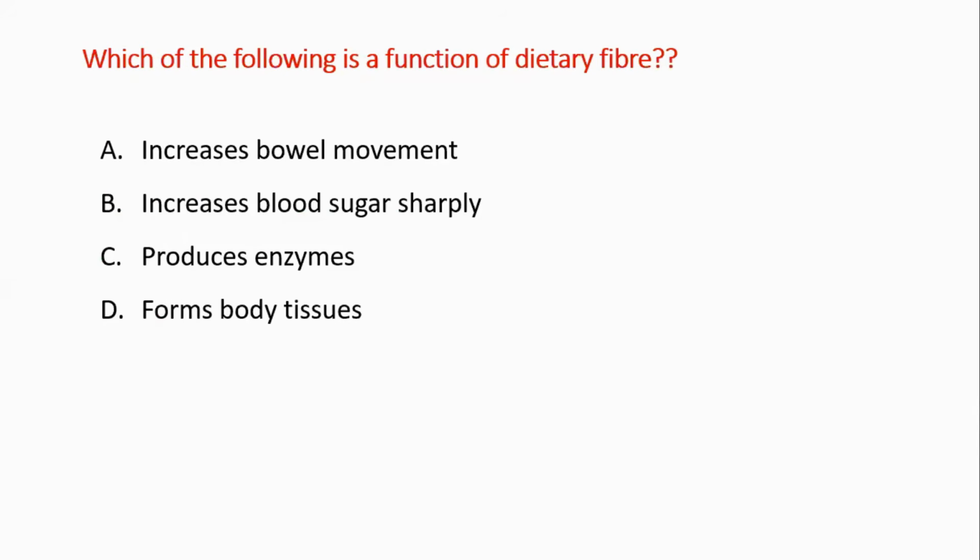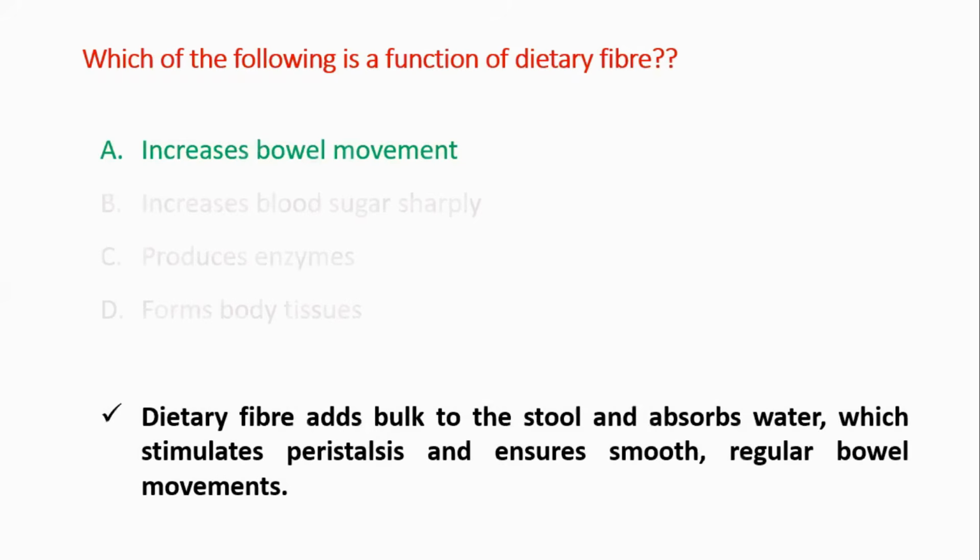Which of the following is the function of dietary fiber? And the options are increases bowel movement, increases blood sugar sharply, reduces enzymes, and forms body tissues. What could be the right answer? Just pay attention. Fiber creates bulk and helps in what? So yes, the right answer is increases bowel movement. So dietary fiber adds bulk to the stool and absorbs water, which stimulates peristalsis, that is movement of food, and ensures smooth, regular bowel movement.